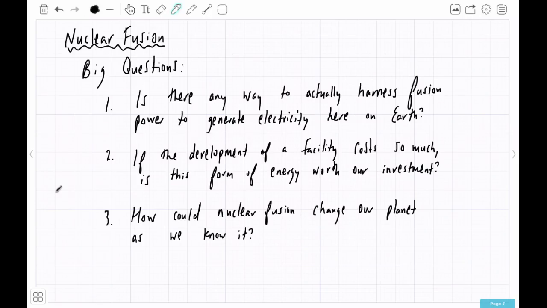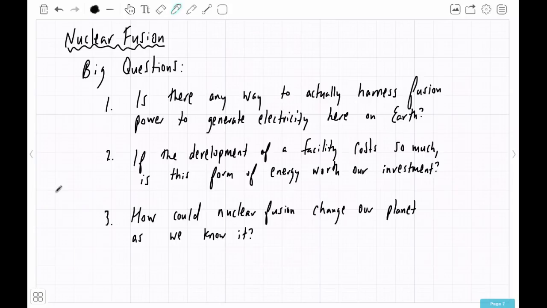So the opportunity for nuclear fusion for powering our planet leads to three big questions. The first one, is there any way to actually harness fusion power to generate electricity here on Earth? Well, that's partially being answered right now. Around the world, there's a whole bunch of different research projects that are all very close to harnessing fusion energy, essentially building a sun inside a massive magnetic room. Of course, it's very complicated and very costly, but the benefit of it is essentially a lot of energy for next to nothing, because all we have to use is hydrogen.